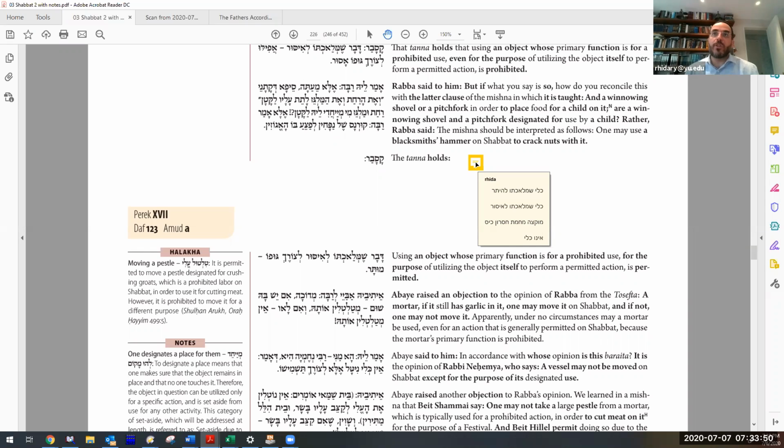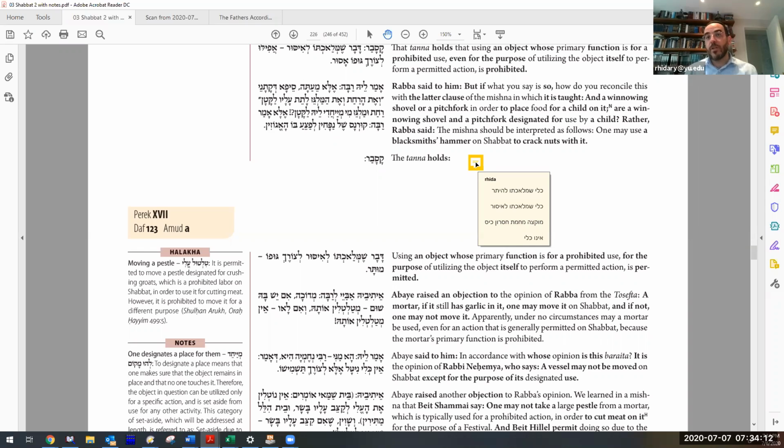And now the third category, mukseh mehamat hesron kis, something that we see at the beginning of the stuff. That's an item that is only used for a specific purpose, or it's an expensive item. You wouldn't use it for another purpose. That is very restrictive. And these things are mukseh. You can only use it for that.